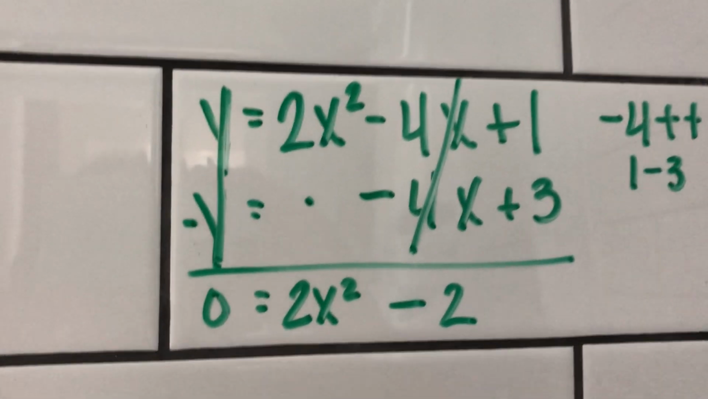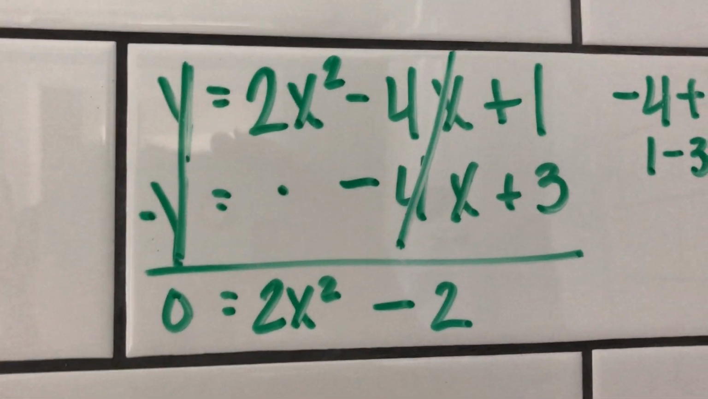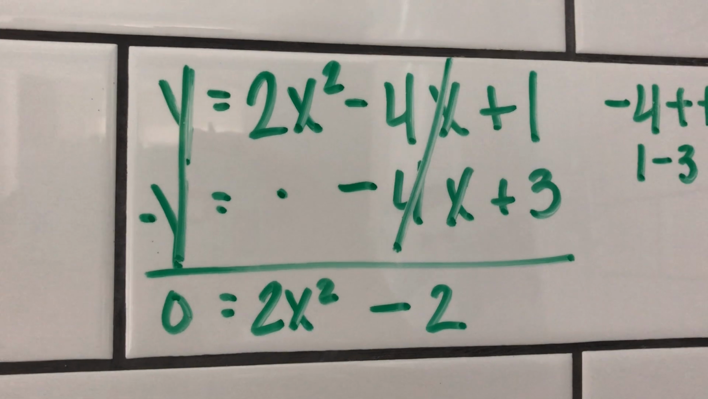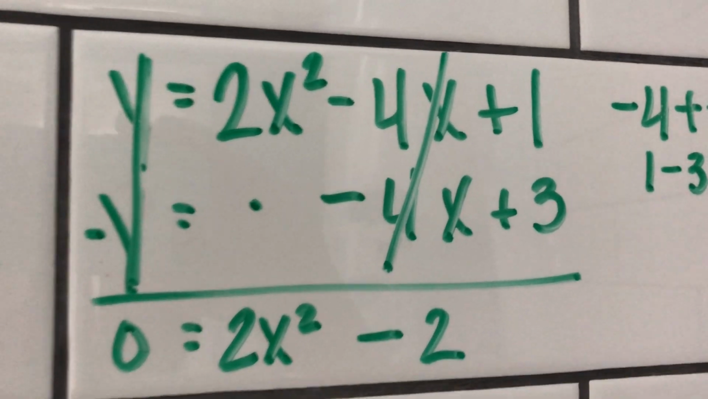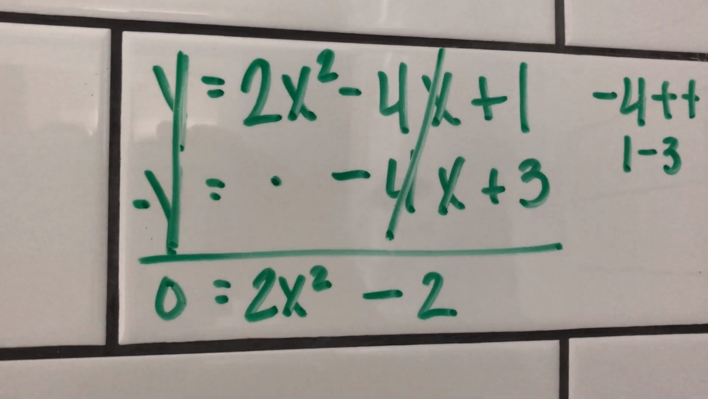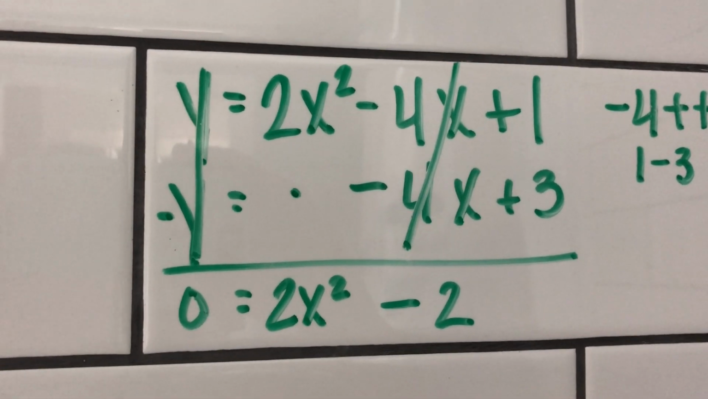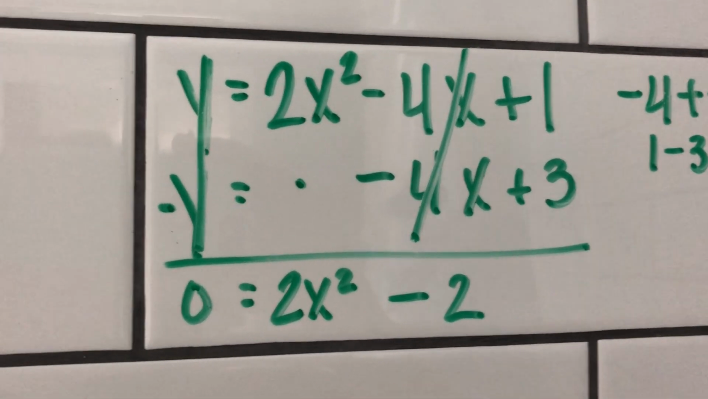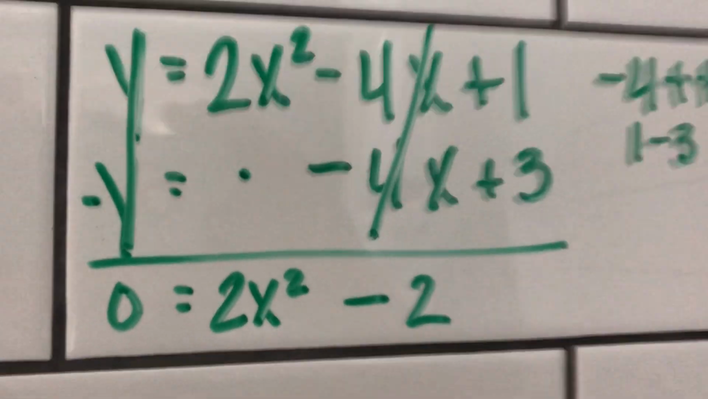So now that I've combined my two equations, I have one quadratic left over, and this is where I'm deciding: do I want to solve with the quadratic formula, with completing the square, with solving algebraically, or with factoring. So you can choose here. For me, I think that probably the easiest way to do this would be to just solve it algebraically: add 2, divide by 2, and do the square root. So that's what I will do here.